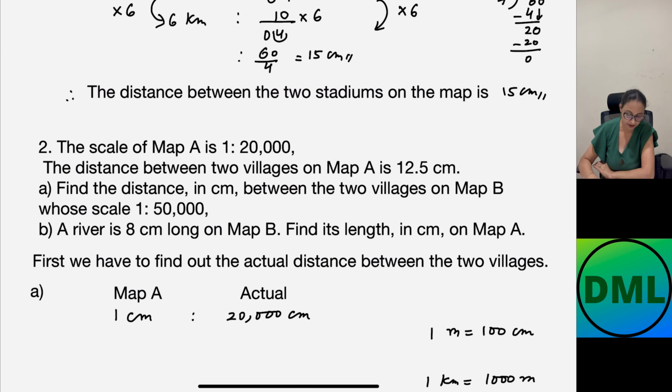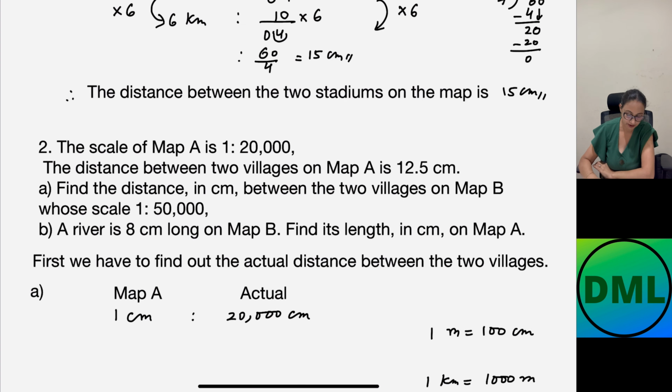We need to first find out the actual distance between the two villages. This is the distance between the two villages on the map A, which is 12.5 centimeter. I need to convert this on map A to the actual distance. The ratio is 1:20,000 centimeter. Map A to actual is 1 centimeter is to 20,000 centimeter. I need to find out the distance, so I need to convert this into kilometers. We know that 1 meter is equal to 100 centimeter. I'm going from smaller unit to bigger unit, meters, so I need to divide it with 100.